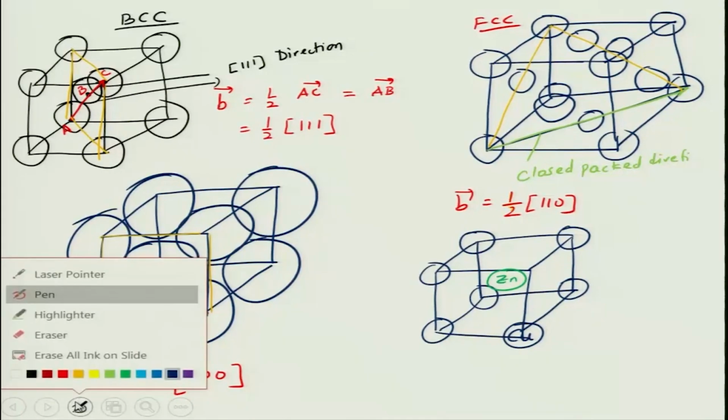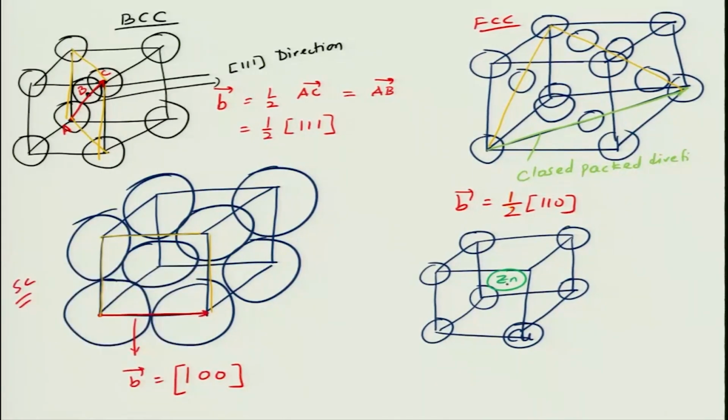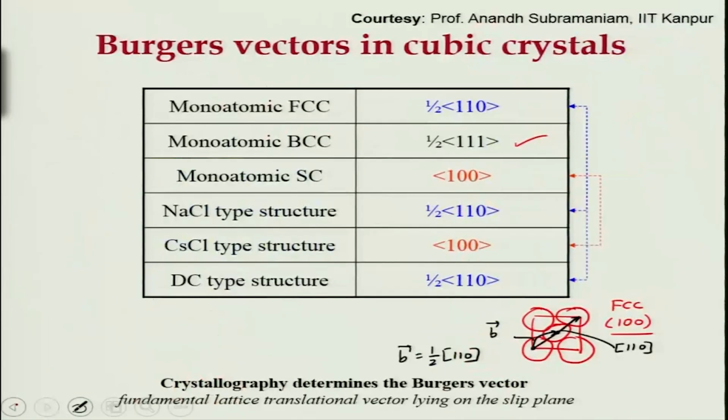Now, if you want to determine the Burgers vector, this will not be the Burgers vector. You can go from copper to zinc, but that is not B. B will be this. So, although it looks like BCC, it is a simple cubic lattice. To go from one copper to copper, or from one zinc to zinc, you have to move in the 1 0 0 direction. That is why in the previous slide we said for cesium chloride kind of structures it is 1 0 0.